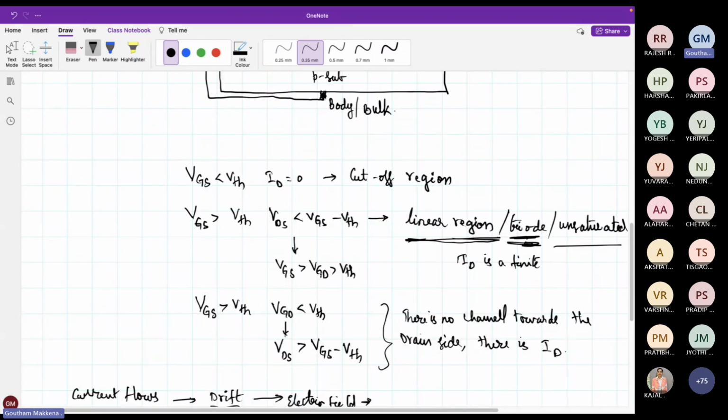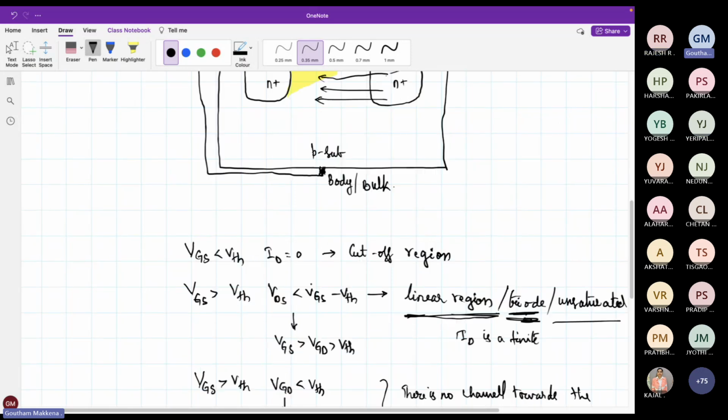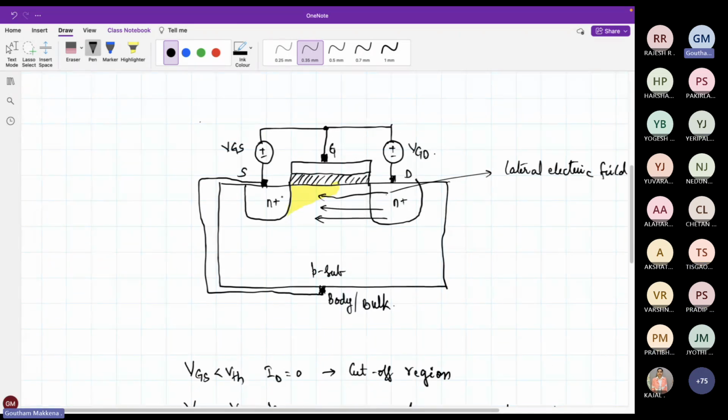Okay. So when I said the channel is pinched off, because of VDS, do I still have this lateral electric field? Yes or no? Yes. When there is an electric field, which mechanism comes into the picture, drift or diffusion? Drift. Drift comes into the picture and electrons still cross over from source to drain, which results in a drain current from drain to source.